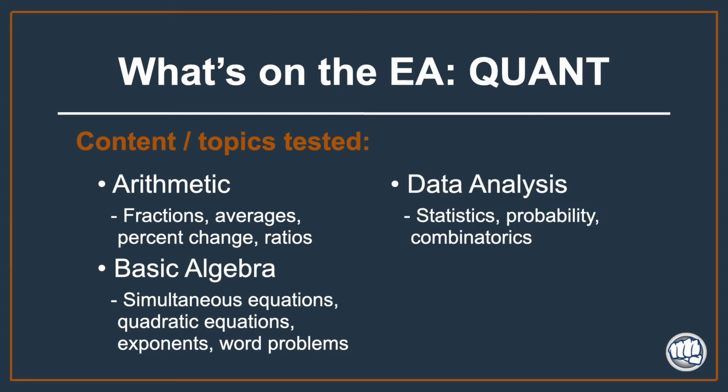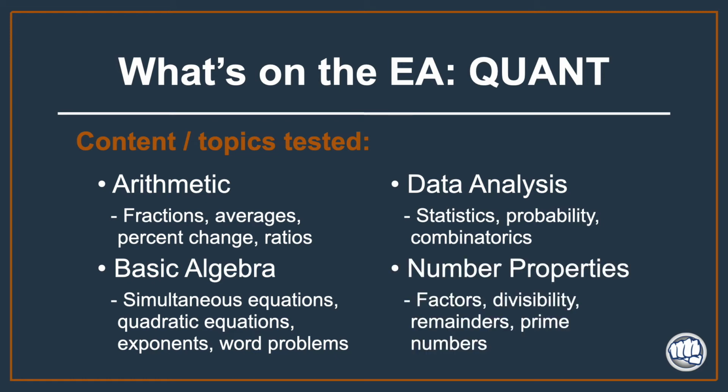Data analysis includes things like statistics, means, median, modes, probability, combinatorics, which are like combinations and permutations, and then number properties, factors, divisibility, prime factorization, remainders, how prime numbers work, evens and odds, right? The example we just looked at was something even or odd, and so that comes into play as well in terms of the content that you can be expected to know on the quantitative reasoning section of the executive assessment.